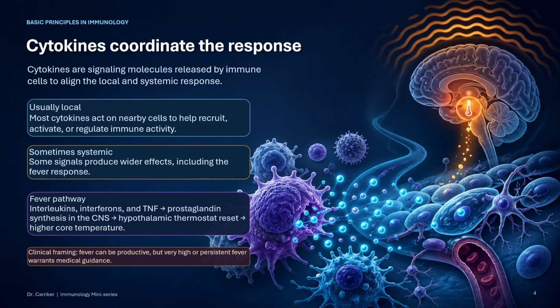And that also helps explain why medications like ibuprofen can reduce fever, because they interfere with prostaglandin synthesis. So on this slide, the major takeaway is that cytokines are not just abstract molecules, but they're helping create the very symptoms that patients feel. And those symptoms often reflect purposeful immune signaling.